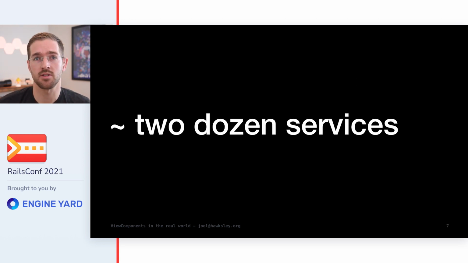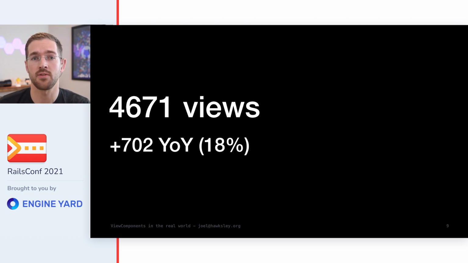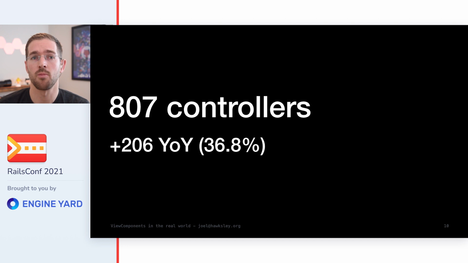We've extracted around 24 services at this point into what some people call a Citadel architecture. A lot of our services are written in Go and include functional areas such as webhook delivery. But most of GitHub is a Rails monolith, and it's a big monolith that's growing quickly. We have almost 600 models, about 33% of which we've added in the past year. We have almost 4,700 views, of which we've added about 20% over the past year. And over 800 controllers, almost 37% of which we've added in the past year.